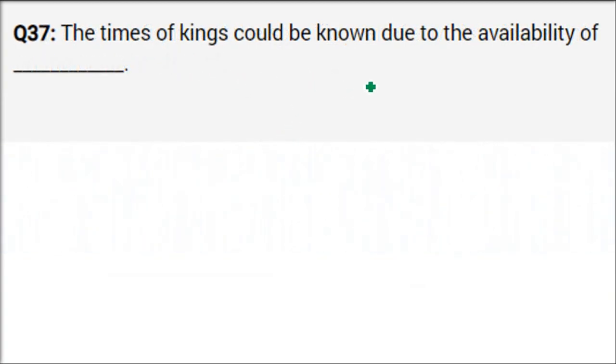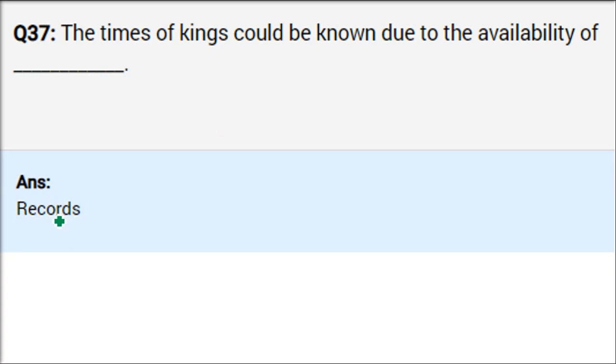The times of kings could be known due to the availability of what? How do we know the times of kings? Because they have written something, they have done something, the records are available to us. There are different records, inscriptions, manuscripts, everything is available to us.